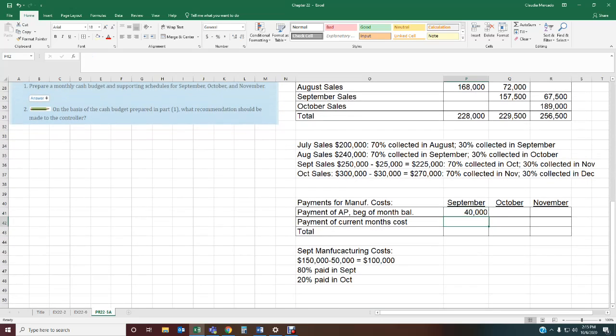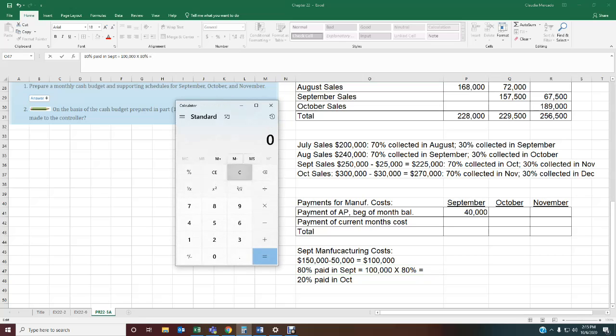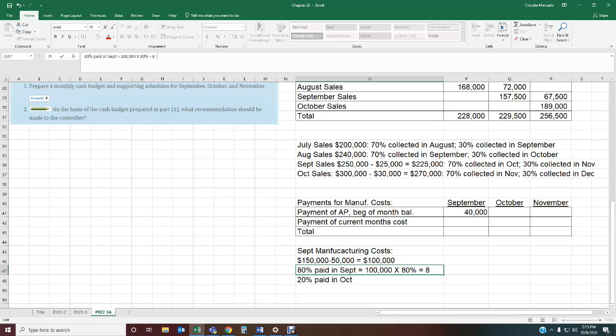And then payment for my current month's cost. In September, I'm going to have to pay $100,000 times 80%, and let's see what that gives us. 100,000 times 80% gives me $80,000. So in September, I have to pay $80,000 of manufacturing costs. Now I can get my total for September that I have to pay: I'm going to pay $120,000.